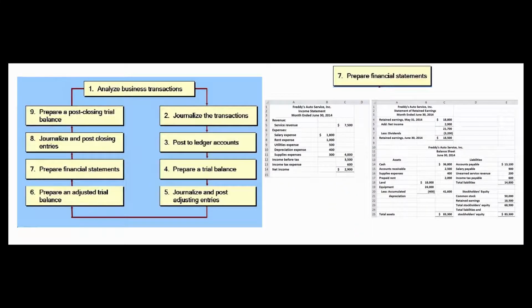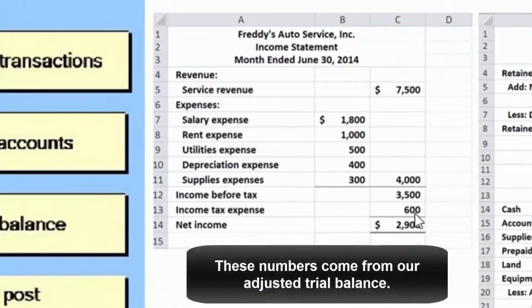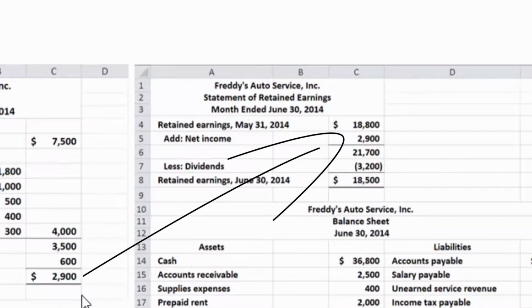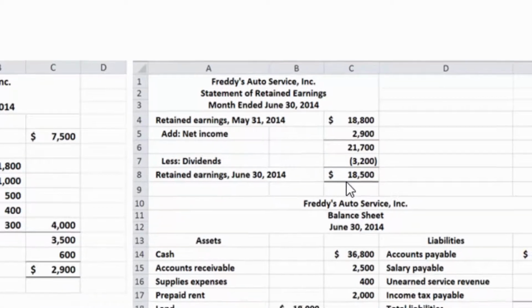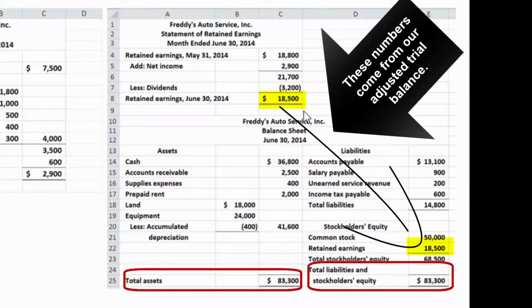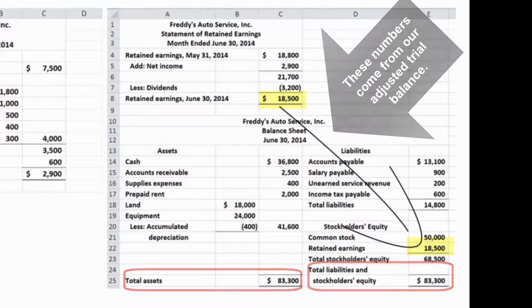Creating our financial statements from the adjusted trial balance is pretty simple. Here's our revenue minus our expenses to give us our net income. This is the single step format, and these numbers are taken right from the adjusted trial balance. Then we take our retained earnings at the beginning plus our net income, which is this $2,900, subtract our dividends, and that gives us retained earnings at the end. Then we just list the balances for our balance sheet accounts, except that in the retained earnings number, we use the number we just calculated, and we should have a balance sheet that balances.